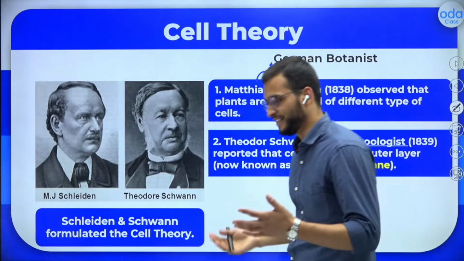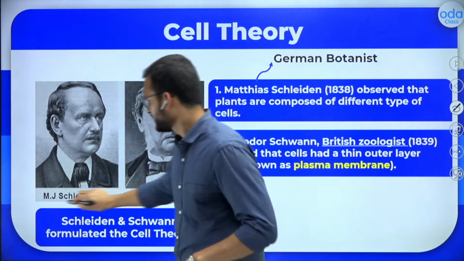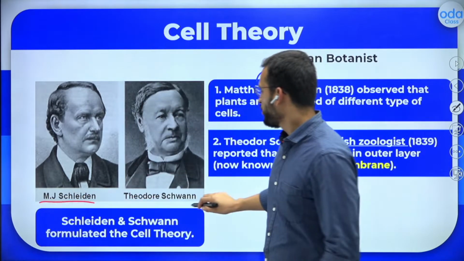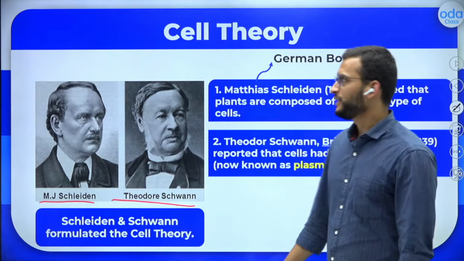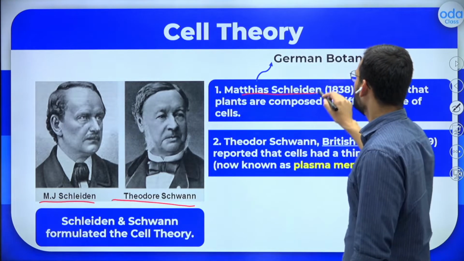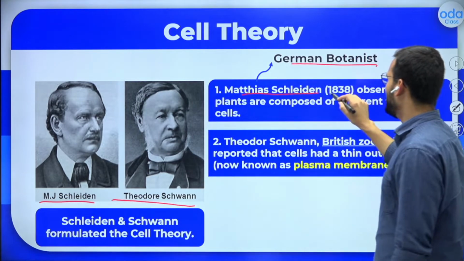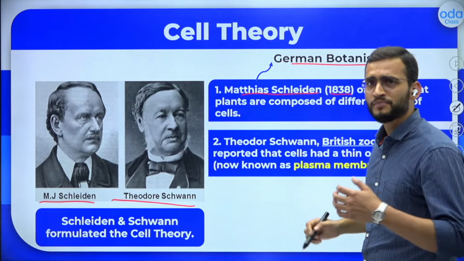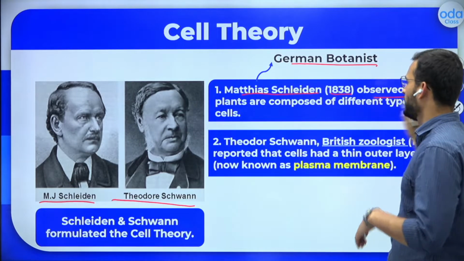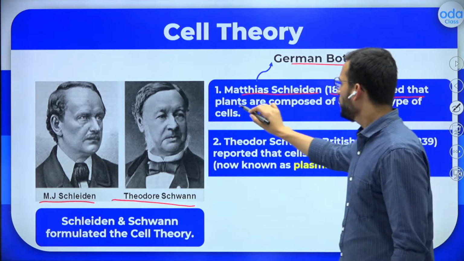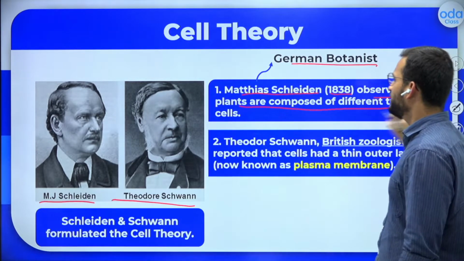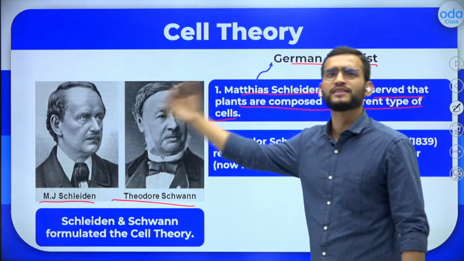Then came the cell theory, right? You have these two important scientists, M.J. Schleiden and Schwann. They gave the cell theory. Matthias Schleiden was a German botanist, 1838. He was working on plant cells, and what he found was that all the plant cells were composed of different types of cells. This was his conclusion.